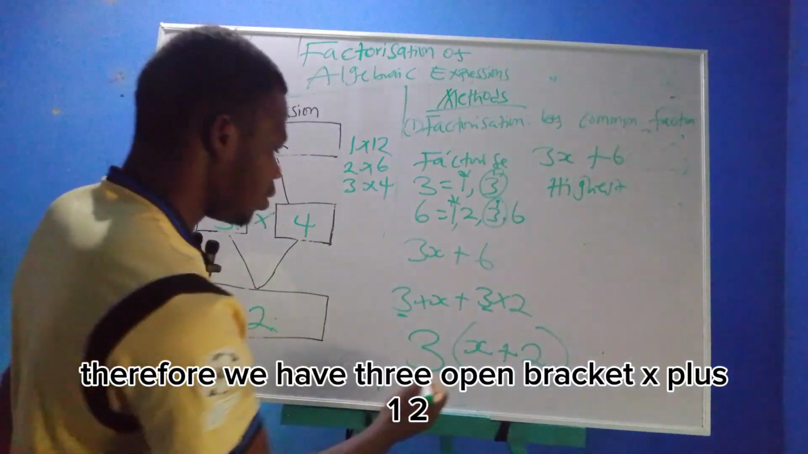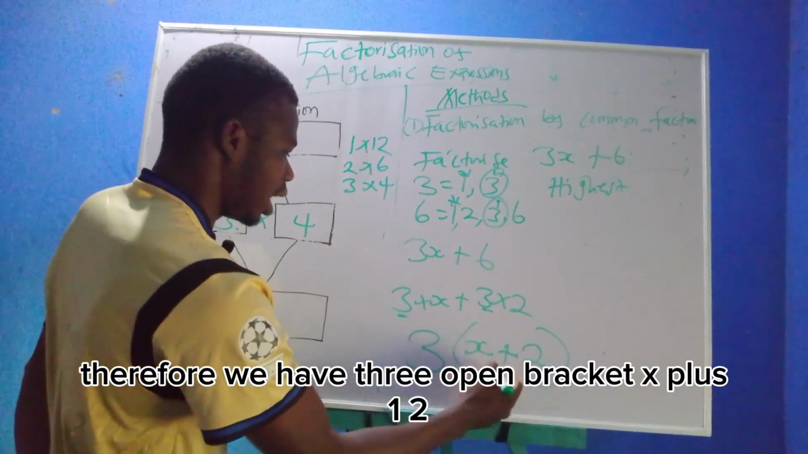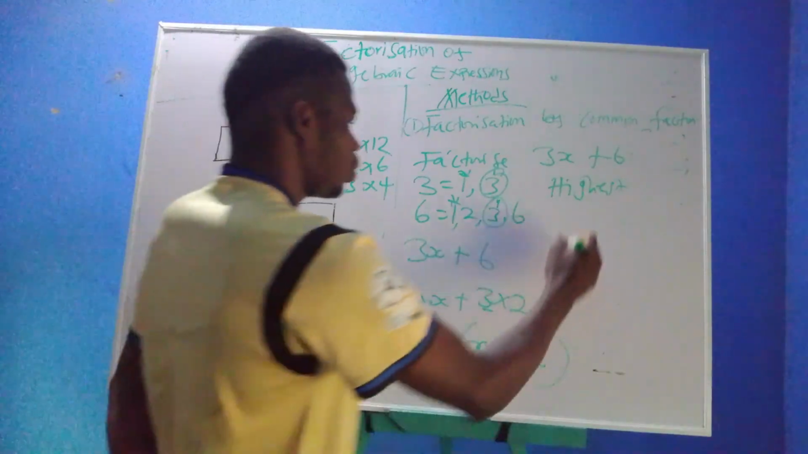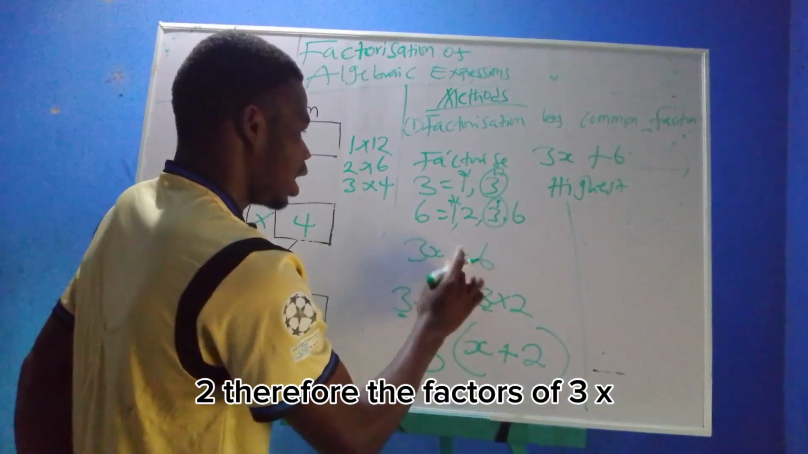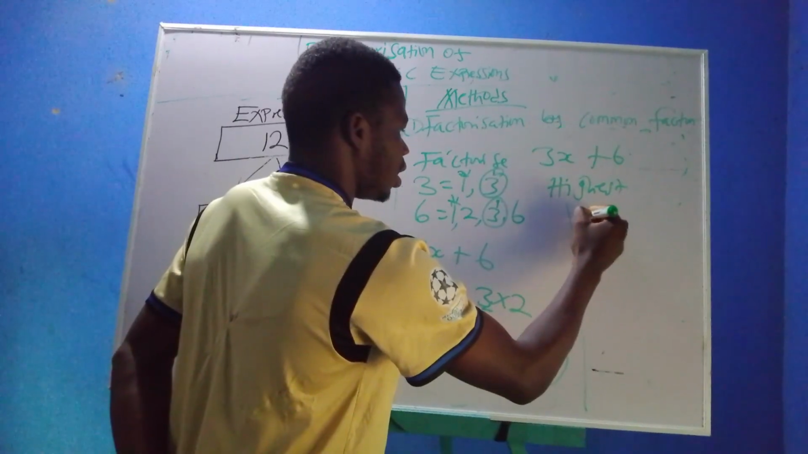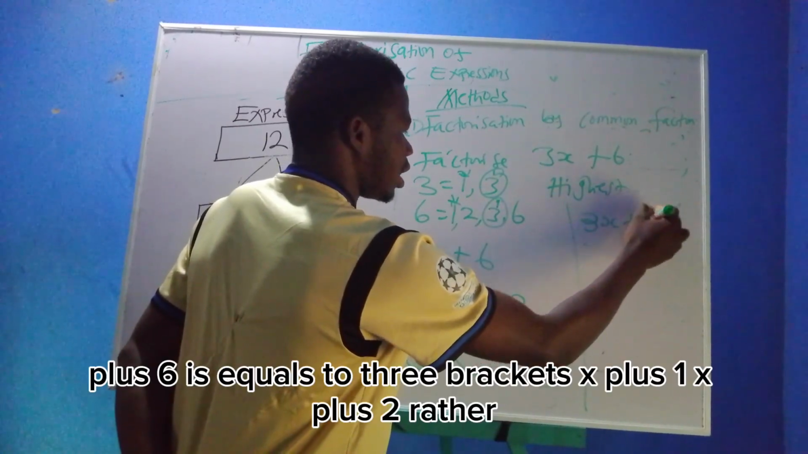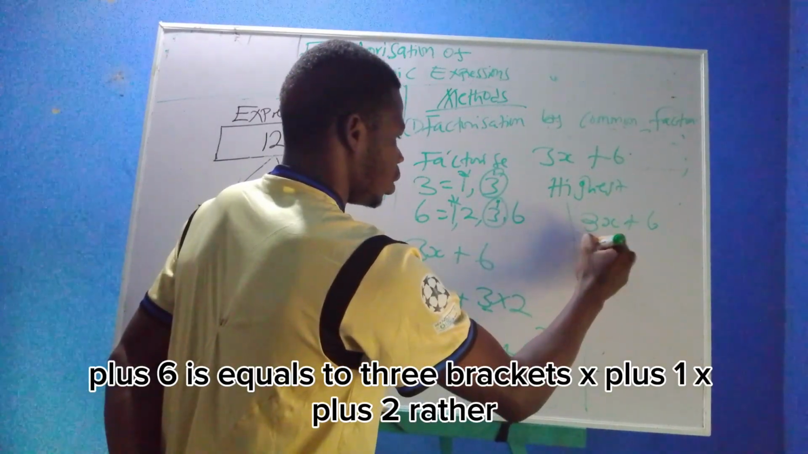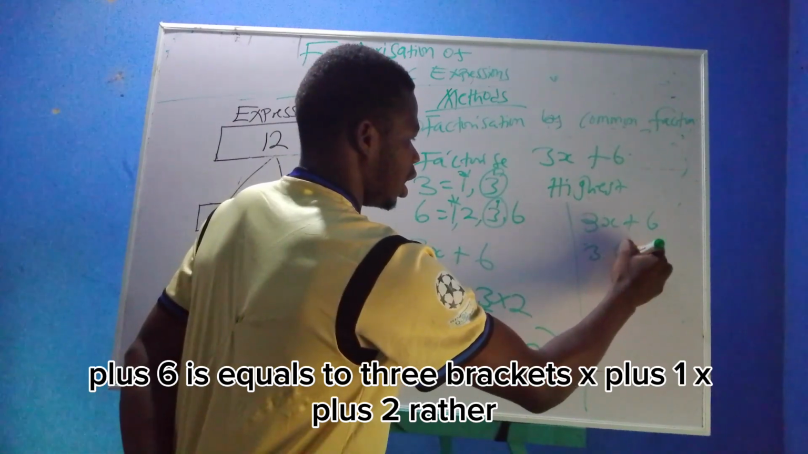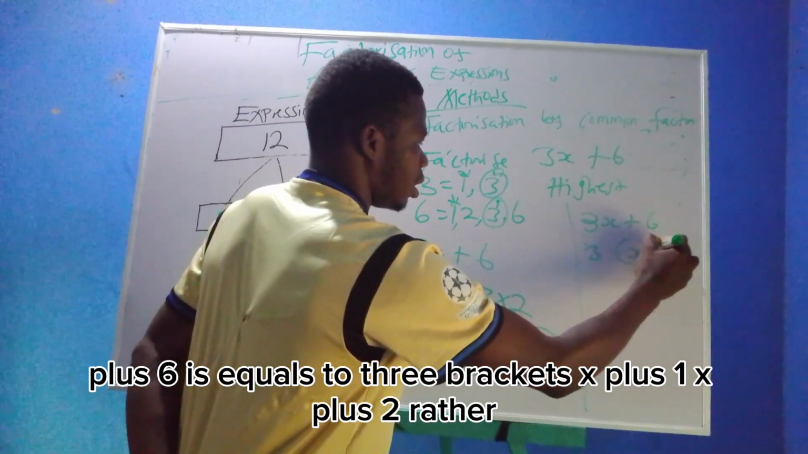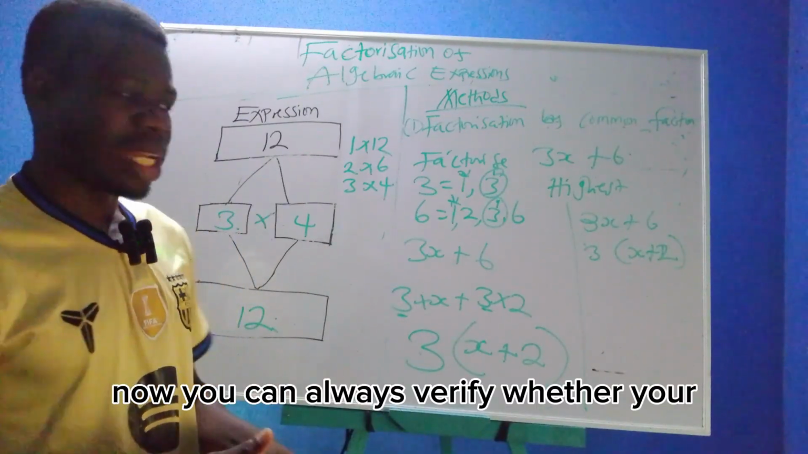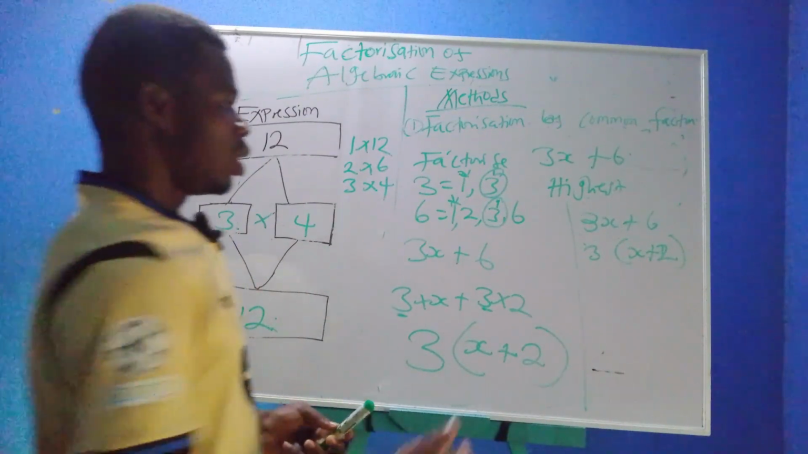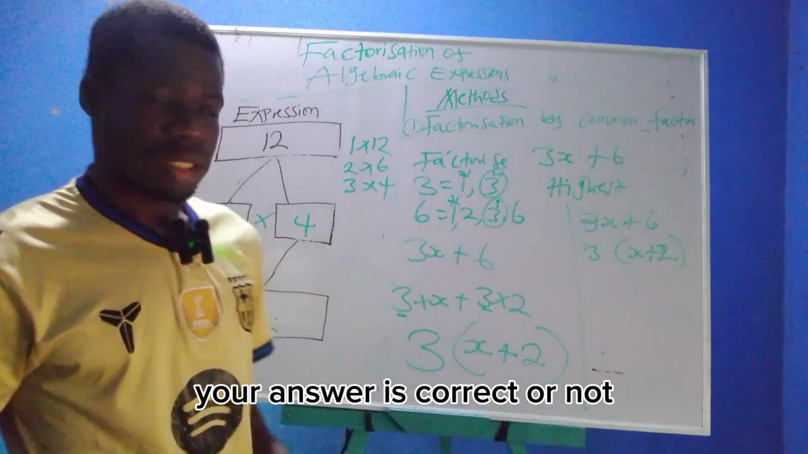Therefore, we had 3, open bracket, x plus 2. So, therefore, the factors of 3x plus 6 is equal to 3 bracket x plus 2. Now, you can always verify whether your answer is correct or not.